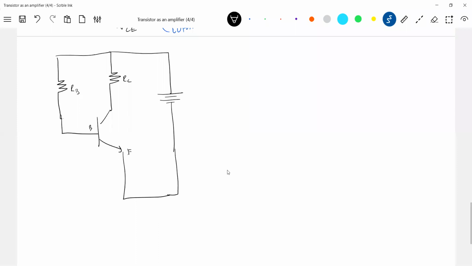There's a base. Let me show an ammeter here. There's an NPN transistor. So this RB is 1 kilo ohm. VC equal to 5 volt. 500 kilo ohm. I'm asking you to find out the beta of a transistor.